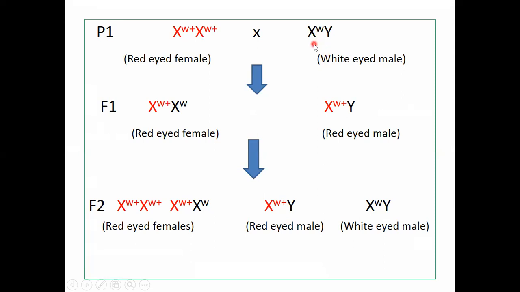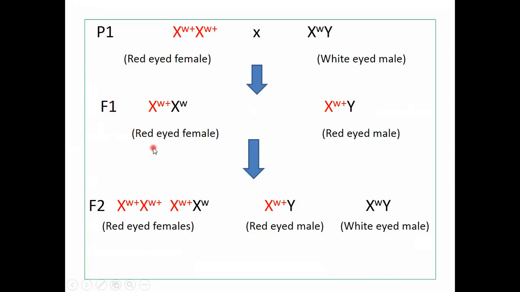So males are hemizygous for the X chromosome. It means they carry only a single X chromosome, and all those genes that are present on his X chromosome are present as a single copy. It means their homologs or their partners are missing on the Y chromosome.